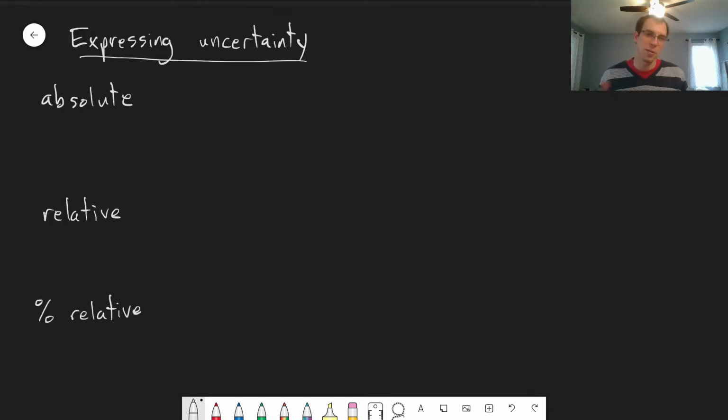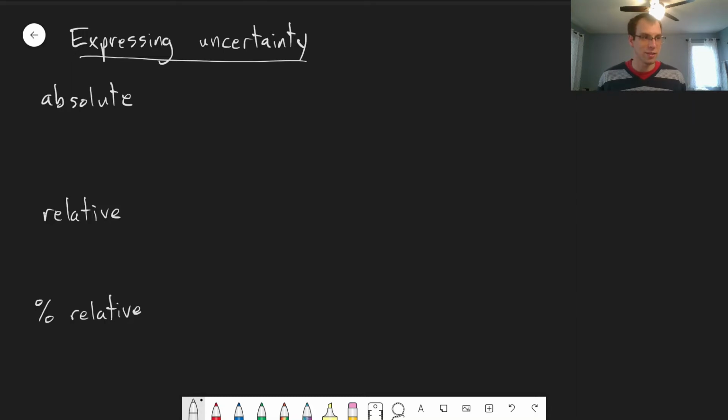We know we write it to the correct number of significant figures, so we know that that last digit is uncertain, but how uncertain is it? We'll first talk about how we can write this out, and then talk about how we can use these uncertainties in calculations. So that'll be the last part of this chapter. There are three ways, two of them kind of the same thing, to express uncertainty.